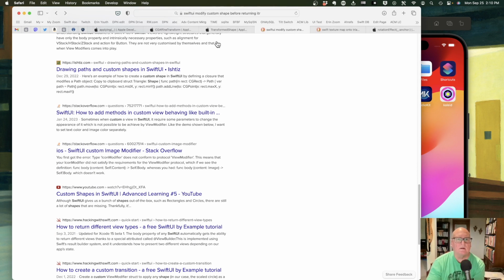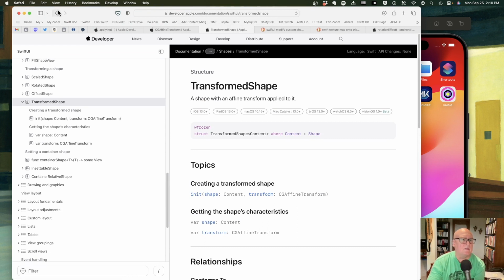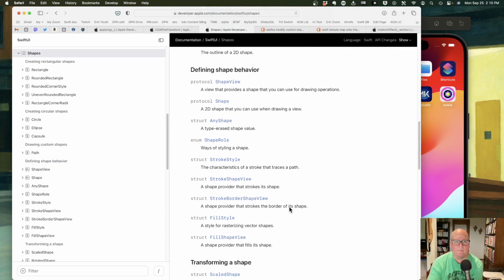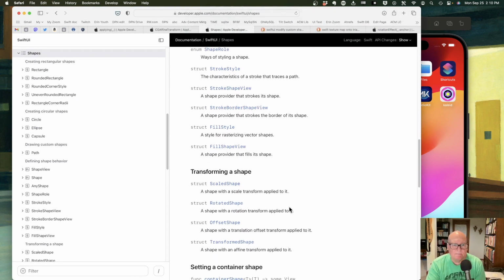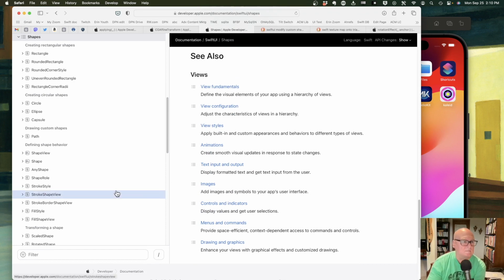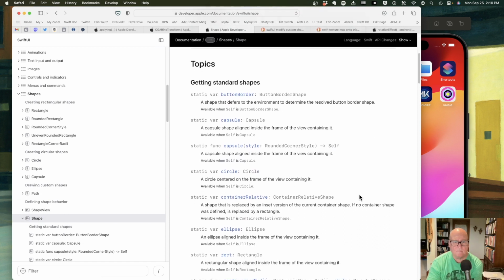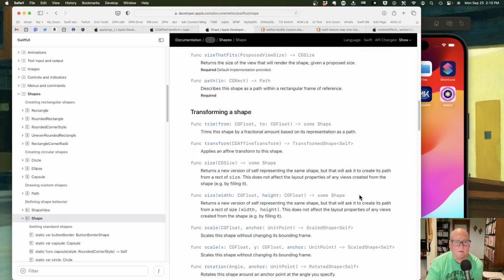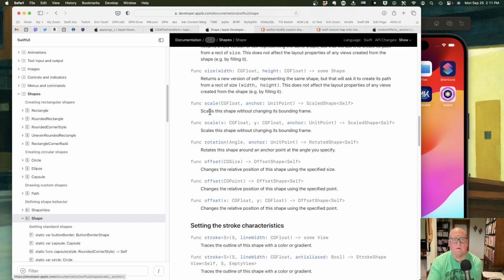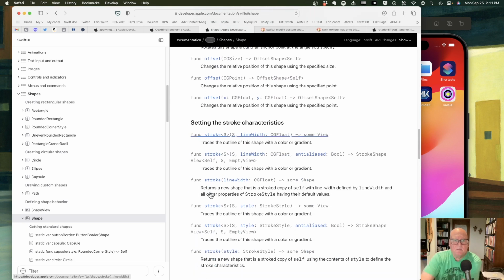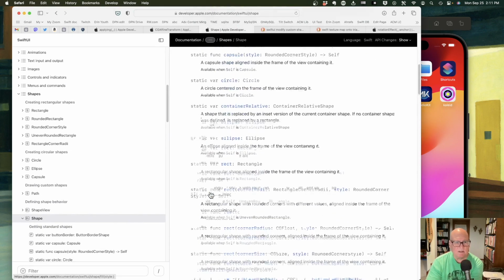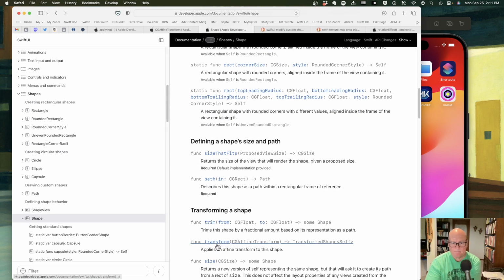Can I? Maybe I could transform this. I don't know. There was something I could override or something. It seems like that. I don't know. That applied transformation seemed like the right kind of thing. Transform.